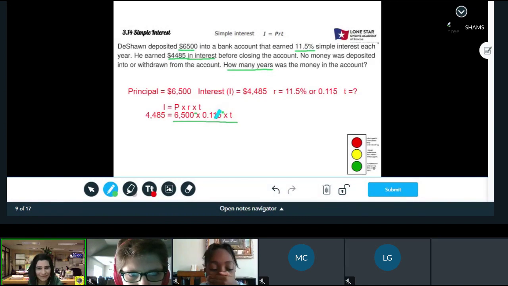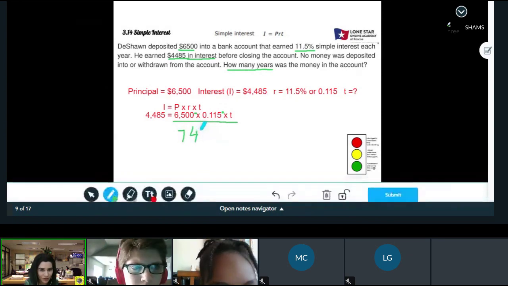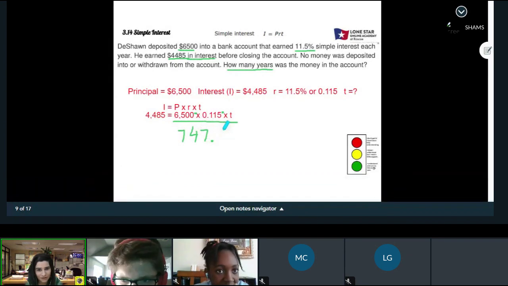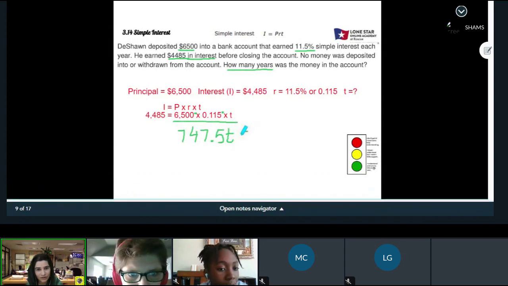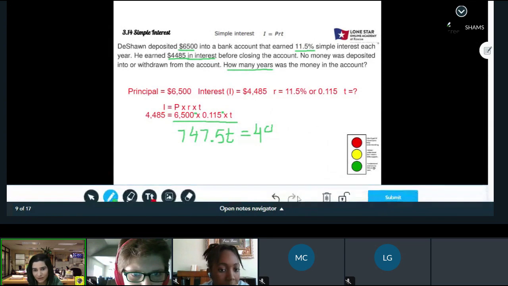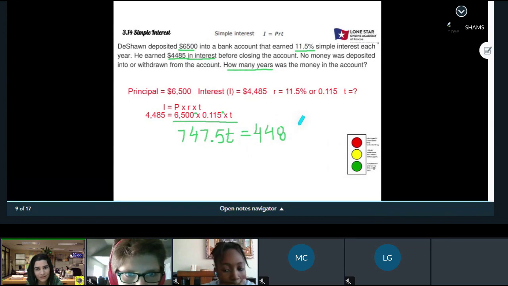$747.5. Yes, 700. Okay, that will be 747.5, and there's also a T, so I will put 747.5 T. And all of this should equal 4,485. This time I want to find t, right? Okay, let's make it better. 4,485. We want to find t.